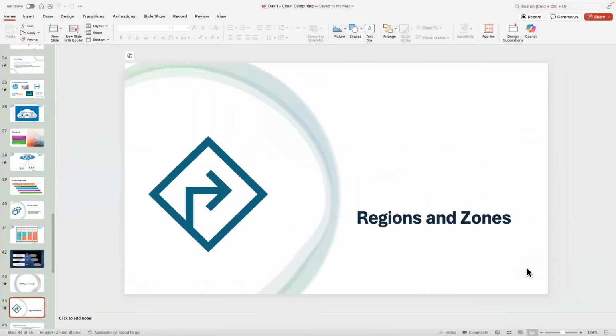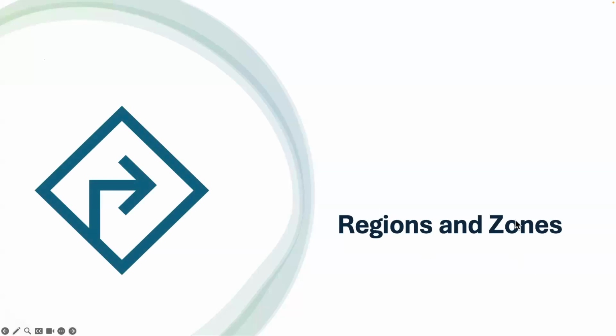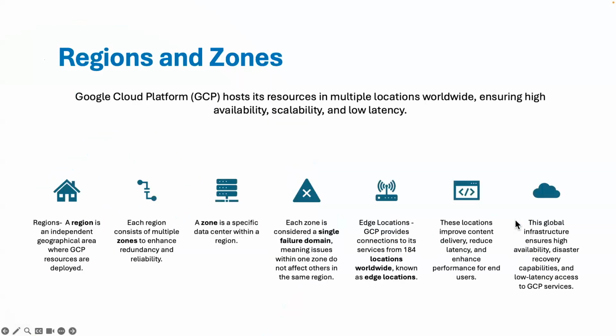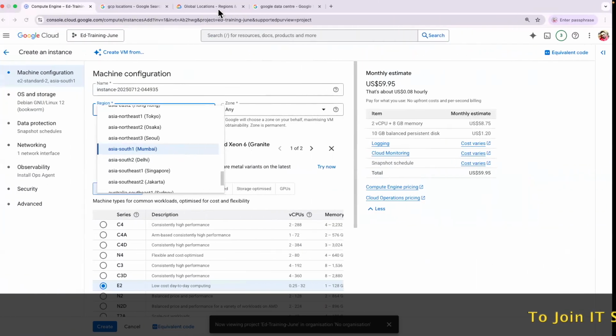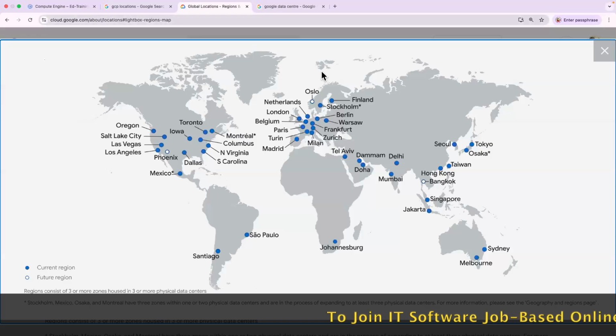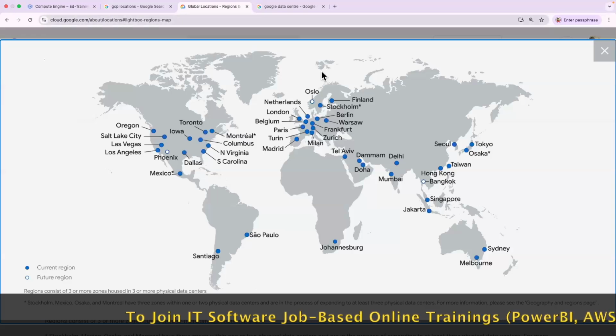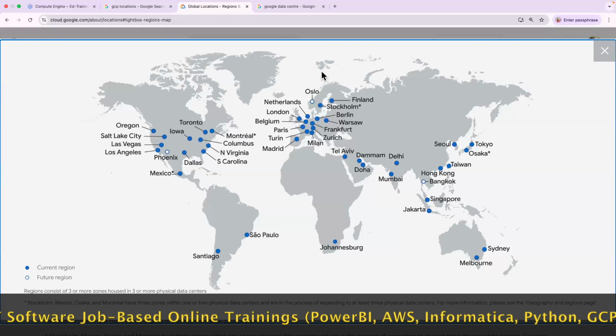Good. So, this is what a region and a zone are. You can see a region is an independent geographic location. Every region has multiple zones. A zone is a data center within a region. Everything I have already covered. Is it clear what a region is and so on? These are very basics. If you know this, you will be able to understand the upcoming topics.